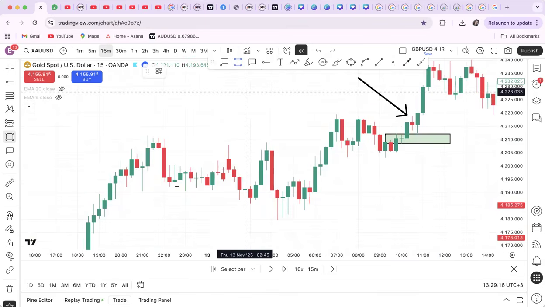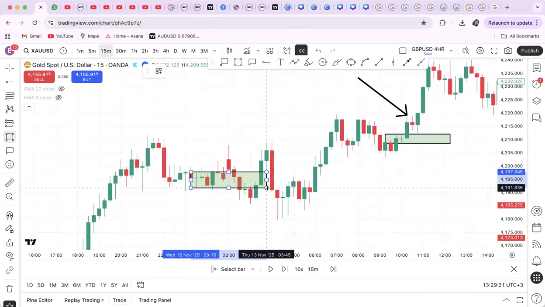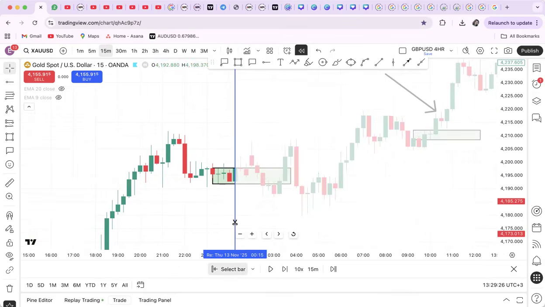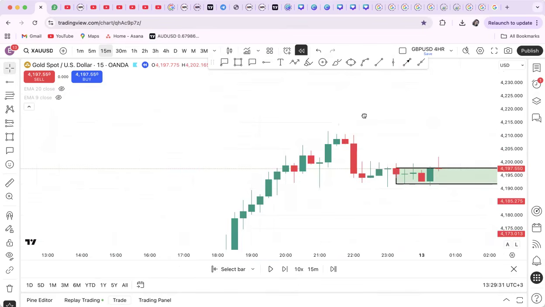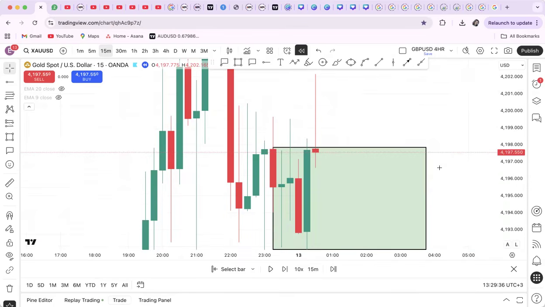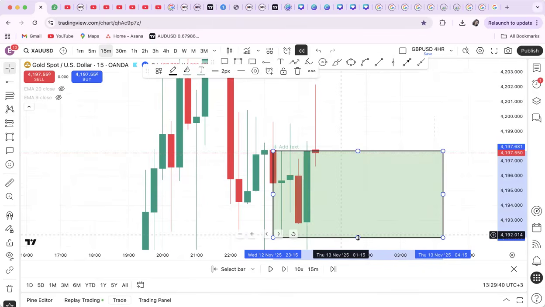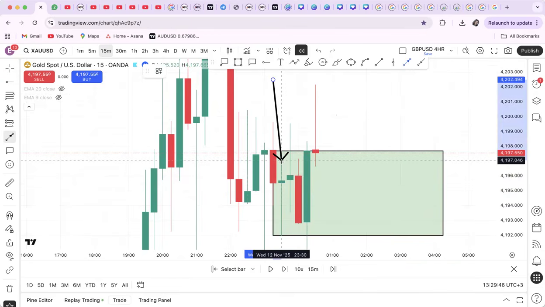Let's see if this worked. Can you see? So we have our first. Did it break? So this is our cross. Did it break, guys? It broke. So we had our cross. This is the cross that I'm talking of. This green candle. It broke.